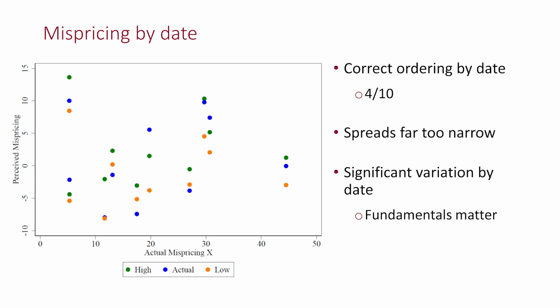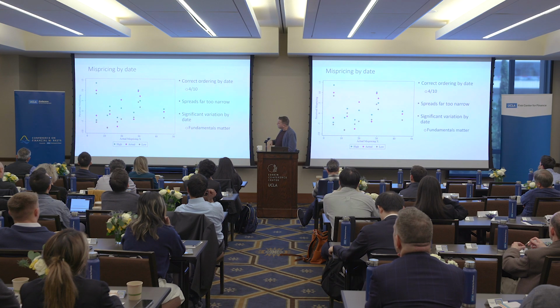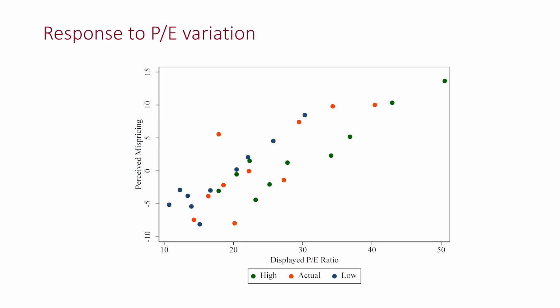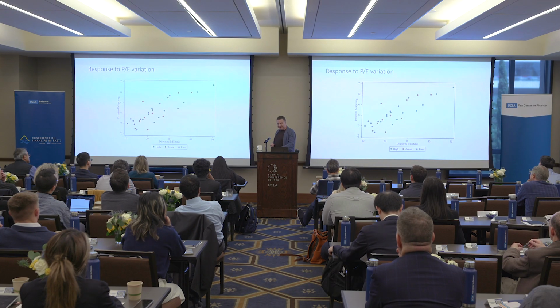Only 4 out of the 10 dates is that ordering right. The spread's also far too narrow. But there's a lot of variation by date, right? This isn't random. People are clustering on a given date based on the fundamentals. And so, for example, if I redo this based on price to earnings ratio, there actually is a decent amount of predictability. So people were paying attention. They just weren't able to perceive what I was manipulating the price by.